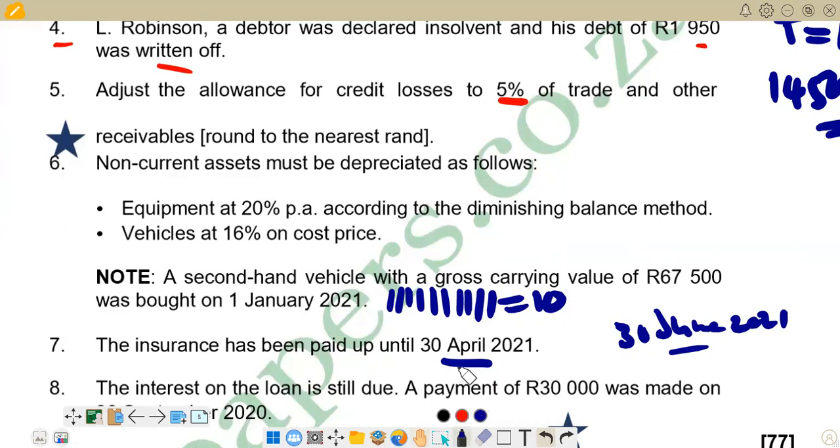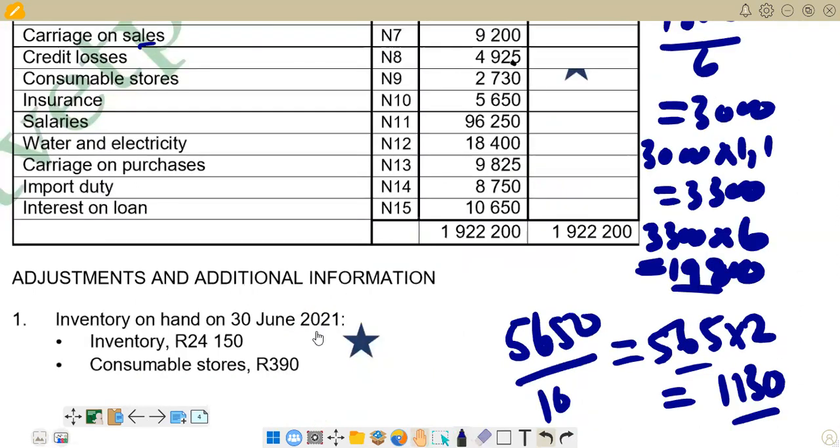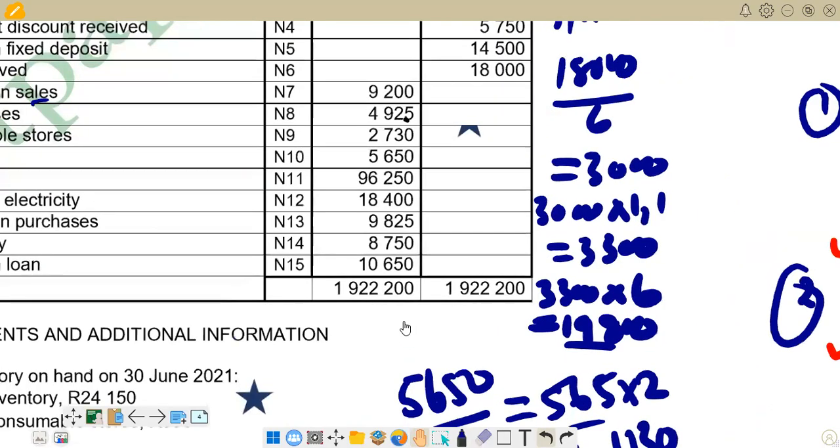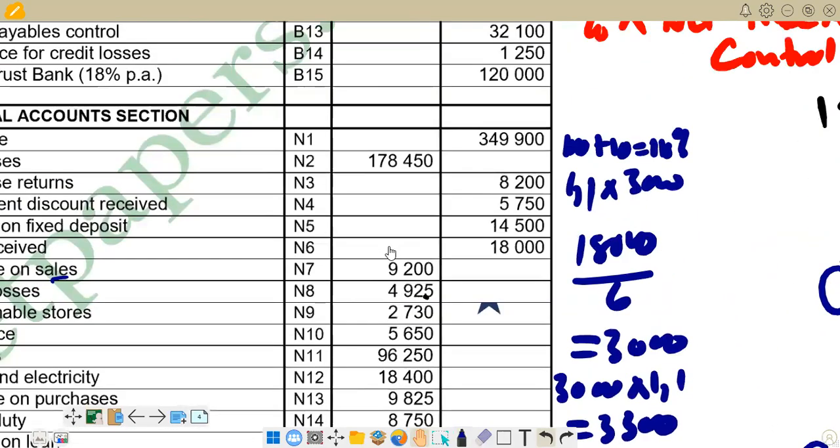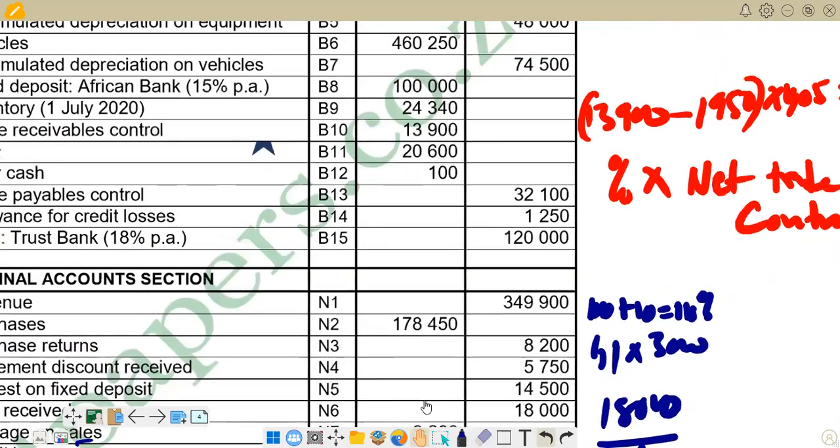So if you come here, number 6, that's where they are explaining about depreciation. Non-current assets must be depreciated as follows: equipment at 20% per annum according to the diminishing balance method. And then we've got the vehicles at 16% on cost price. So we are going to calculate for equipment using the diminishing balance method. Here we can go there and try to calculate it. The balances that we are given there are on top in terms of these figures.